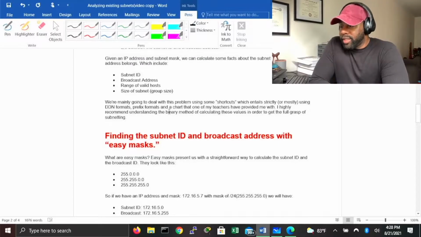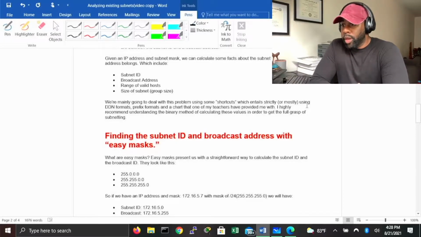We're mainly going to deal with this problem using some shortcuts, like I said earlier, which entails strictly or mostly using DDN format, because the binary method is a bit longhand, and we don't have all that time when we're trying to take the CCNA and pass it.